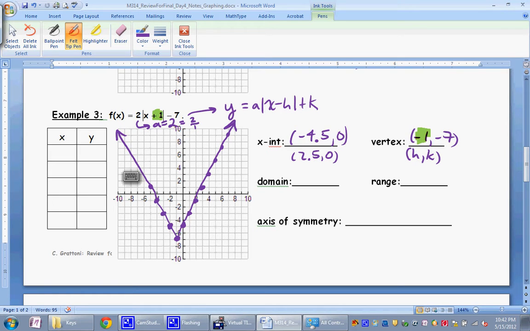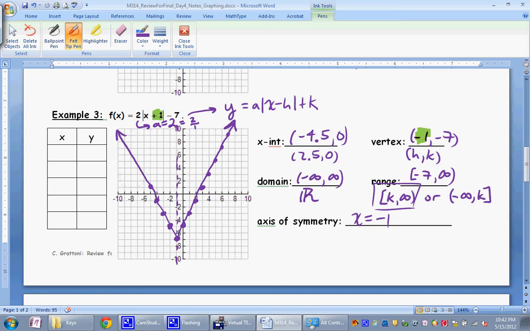Now my domain for any absolute value equation like this is all real numbers, -infinity to infinity. The range continues to follow the same rules that we've just seen for the past 2 examples. So we end up with either k to infinity or -infinity to k. And in this case, we go with k to infinity because the number at the beginning of the problem, the 2, is positive. So we've got -7 up to infinity. And the axis of symmetry is x equals -1, the x coordinate of the vertex that we were working with.